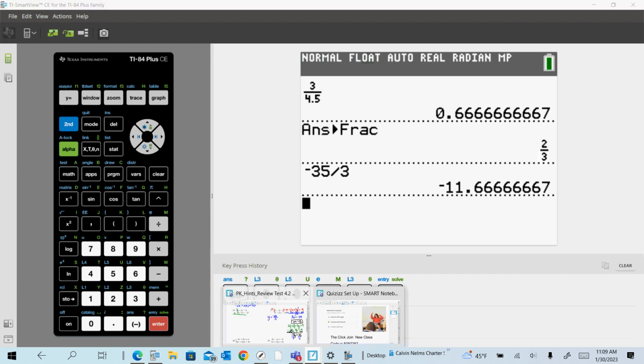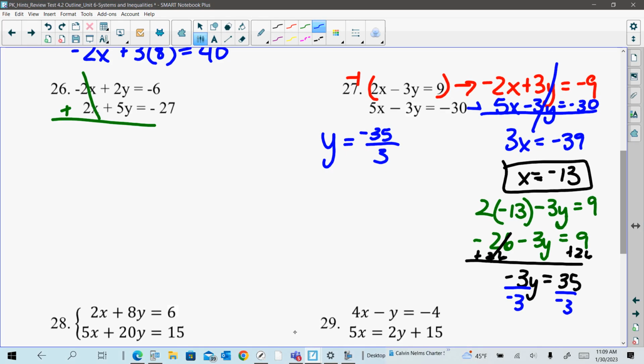You just have to take this answer and plug it back into one of them. If I plug it back into the first one, it would be 2x minus 3 parentheses the negative 35 over 3. Did I do that right? Yeah. Equals 9. So then you're just solving from there.